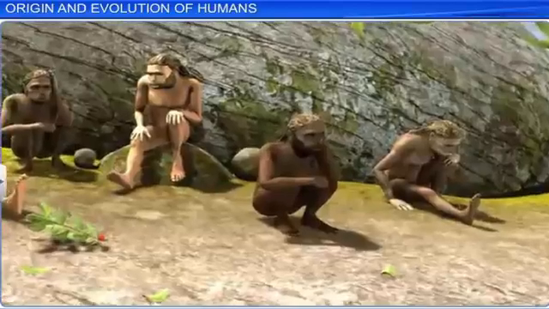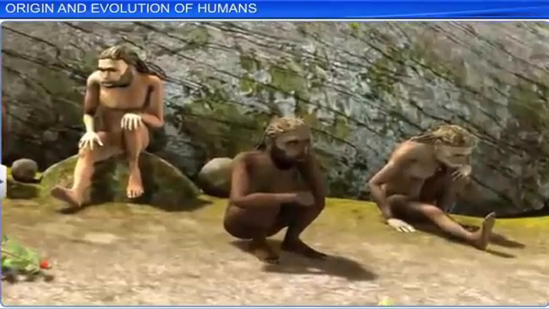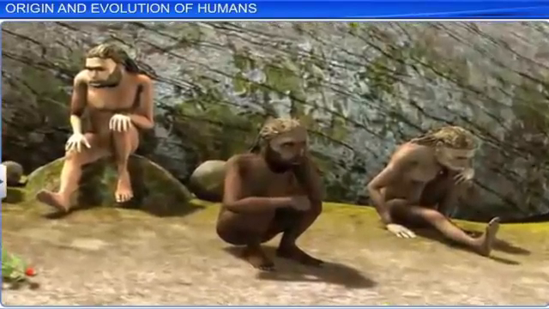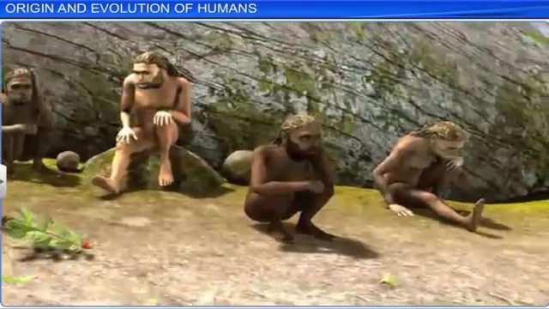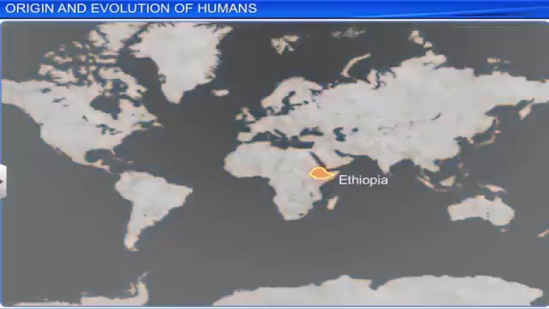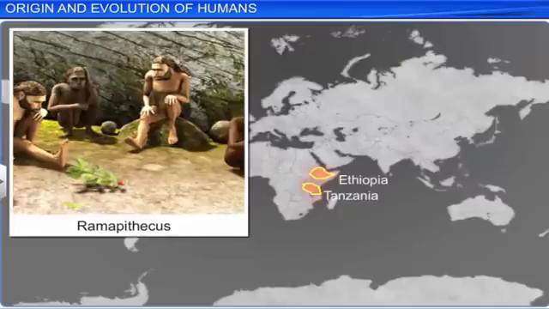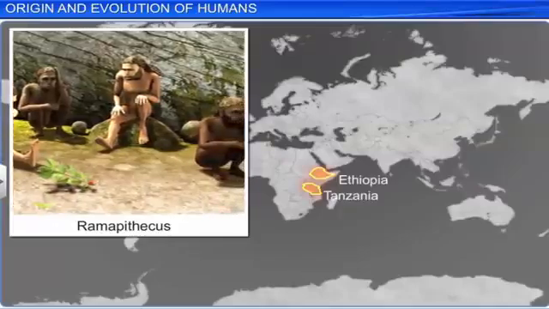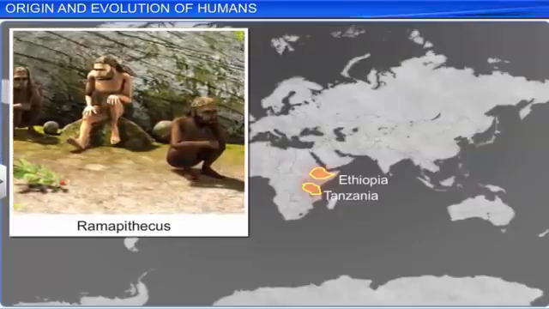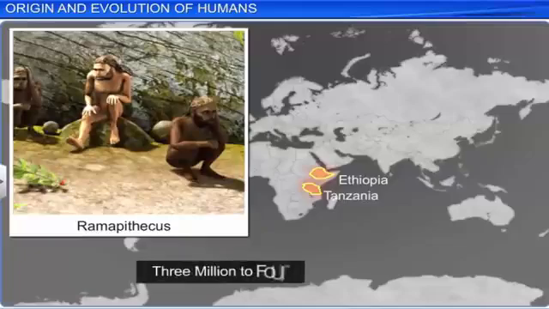The members of the Ramapithecus genus were probably 4 feet tall. Fossils of man-like bones have been discovered in Ethiopia and Tanzania. These bones suggest that Ramapithecus, who had hominid features, had lived in Africa almost 3 million to 4 million years ago.